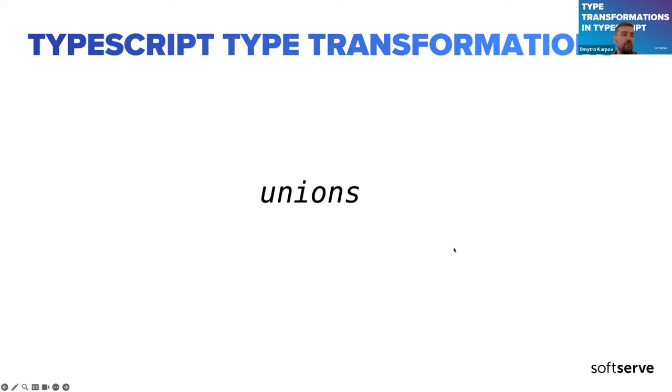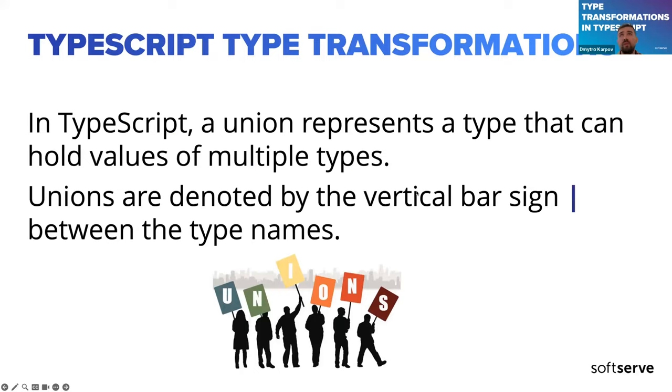We were seeing unions before in the presentation, in the code samples, and I believe unions are an important part of TypeScript and of type transformation as well. In TypeScript, a union represents a type that can hold values of multiple types. It's dynamic, let's say, maybe not that dynamic, but flexible. Unions are denoted by a vertical bar between the type names.